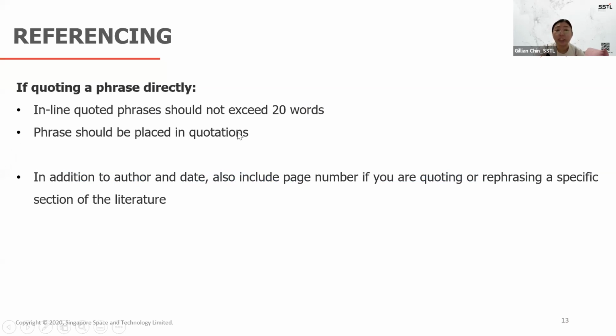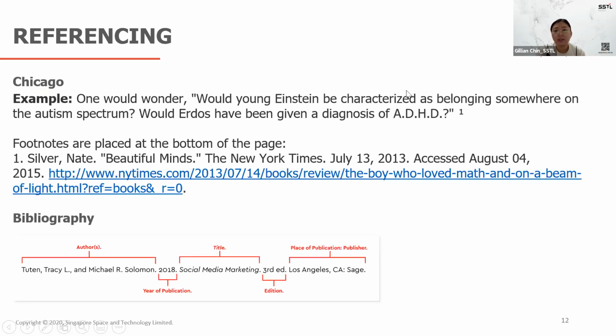Phrases should be placed in quotations. In addition to author and date, you should also include a page number if you're going to be quoting or rephrasing a specific section of the literature. So in the case, like maybe here, this is a specific sentence that's coming from maybe page 20. So in this part here, you should also include behind it, it should say page 20, PG 20.